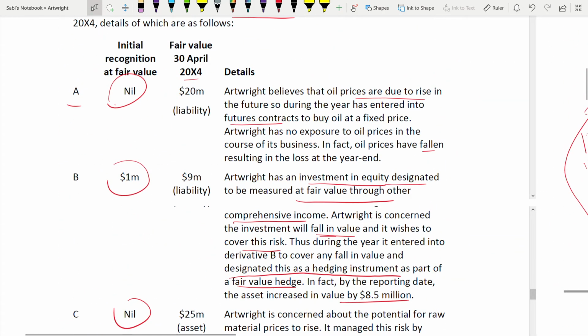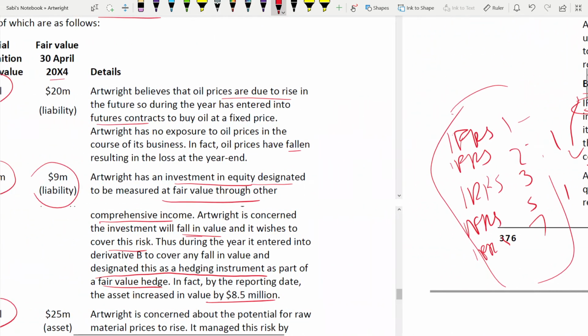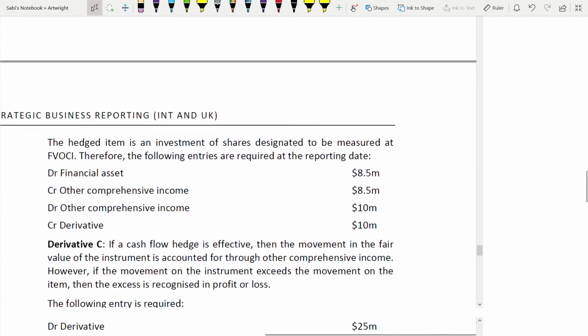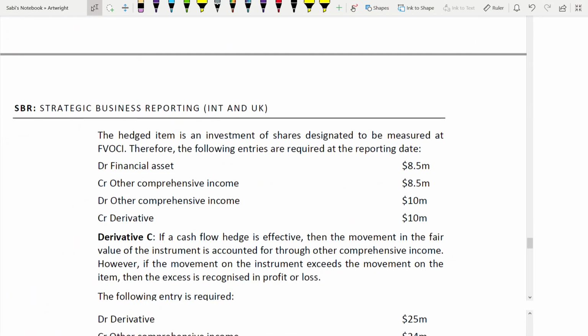Just give me a minute. It is 9 million and 1. Okay, 9 million liability and 8.5. And they have been designated to be measured at this, okay, in your case study. Now, write the entries.